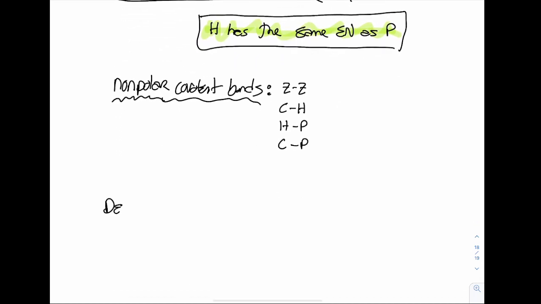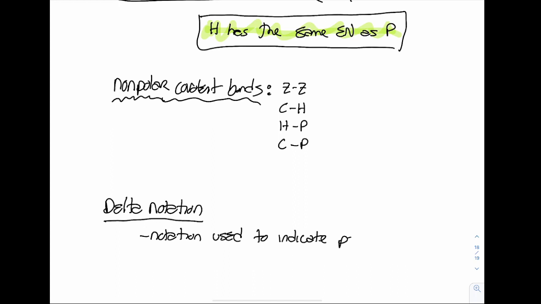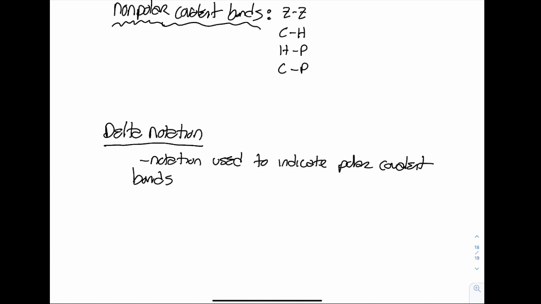So delta notation, this is what we're going to use to indicate polar covalent bonds. So this is the notation used to indicate polar covalent bonds. And there's three parts to the notation. Our first part is we're going to have a partial negative symbol. So this is a lowercase delta.